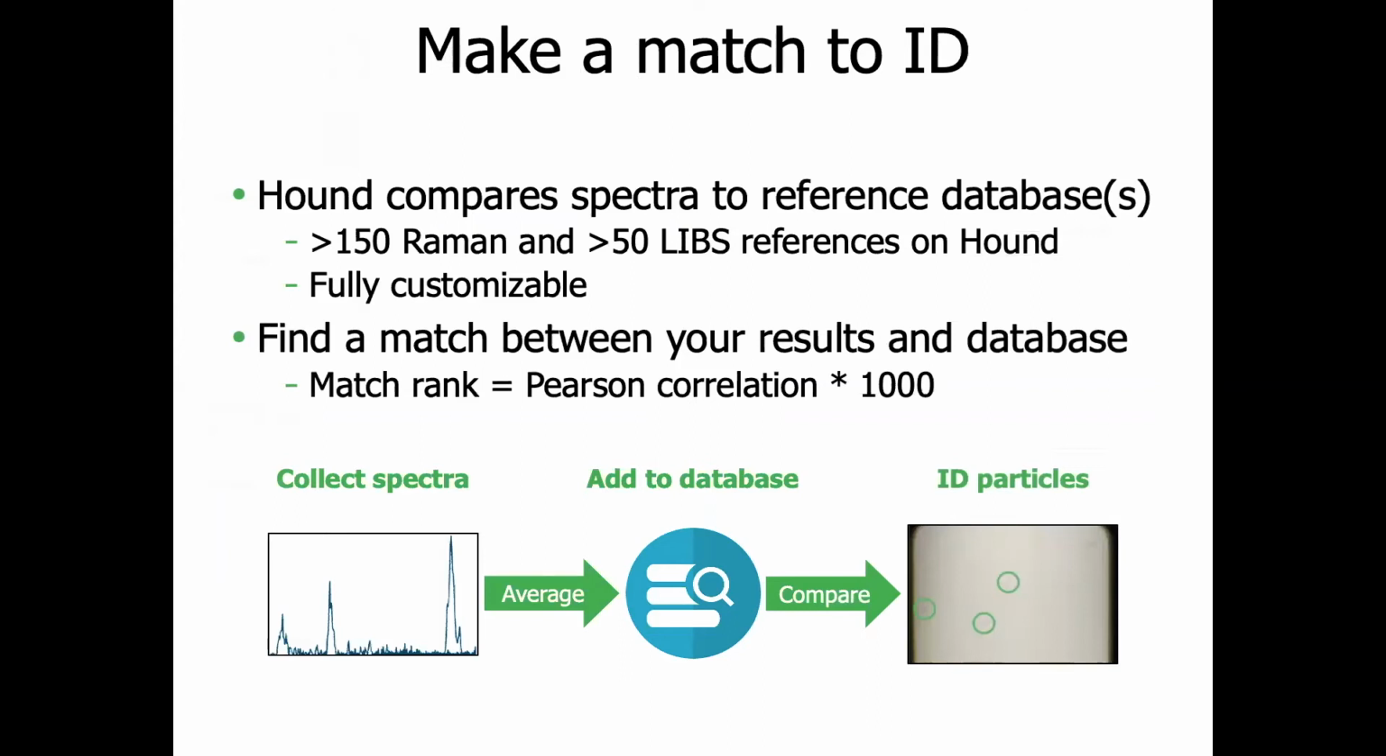After collecting a spectrum, Hound will compare it to the reference database or databases the user selected to apply for the measurement. This can be the standard database that comes with the instrument or a customized one you create by adding your specific reference materials like APIs, proteins, materials from primary packaging, etc. Hound will find a match rank for each spectrum in your database using the Pearson correlation and tell you the materials it identified together with the match rank.